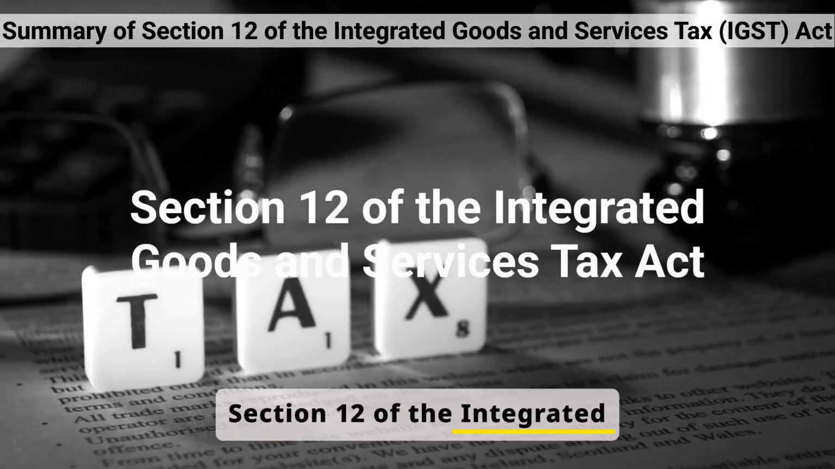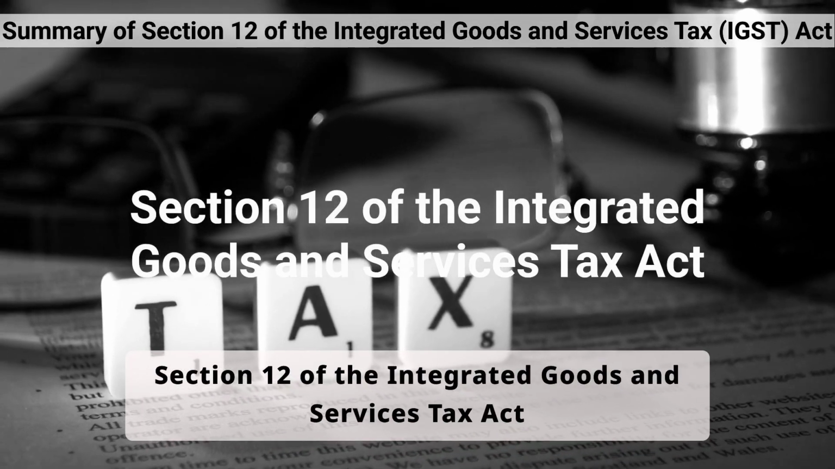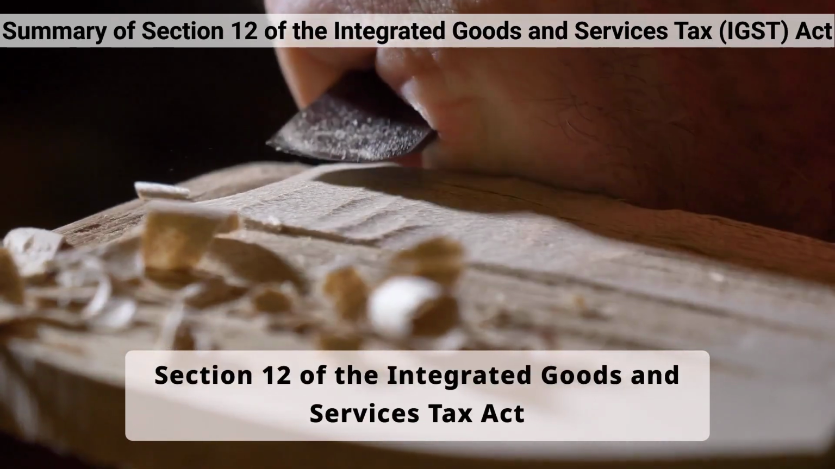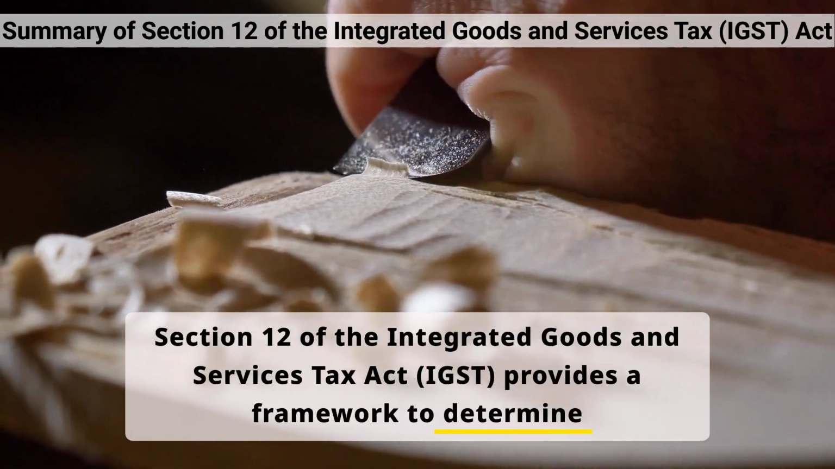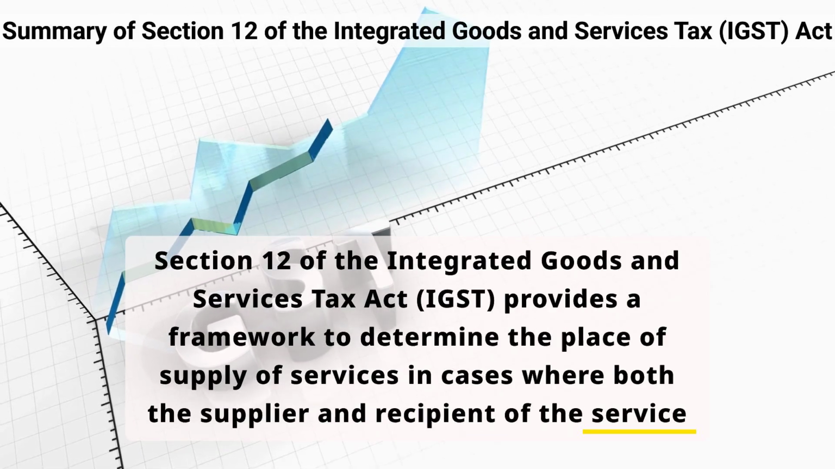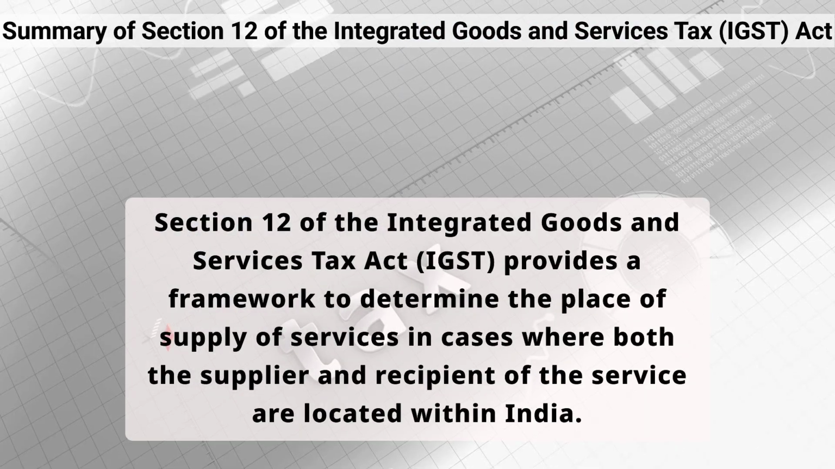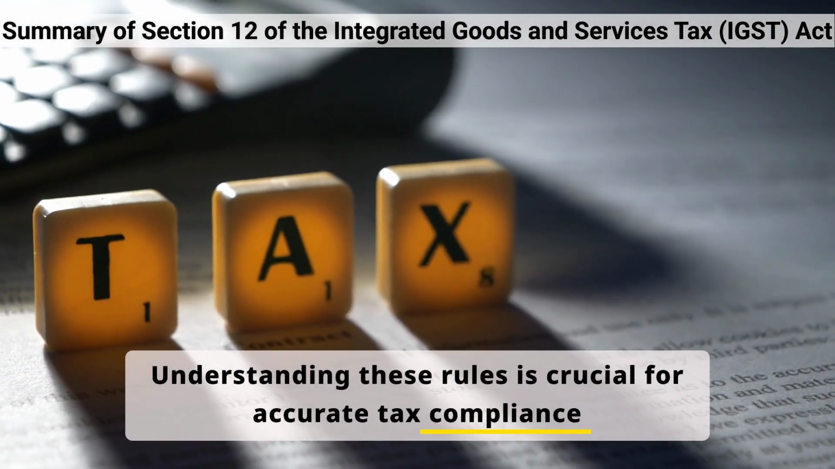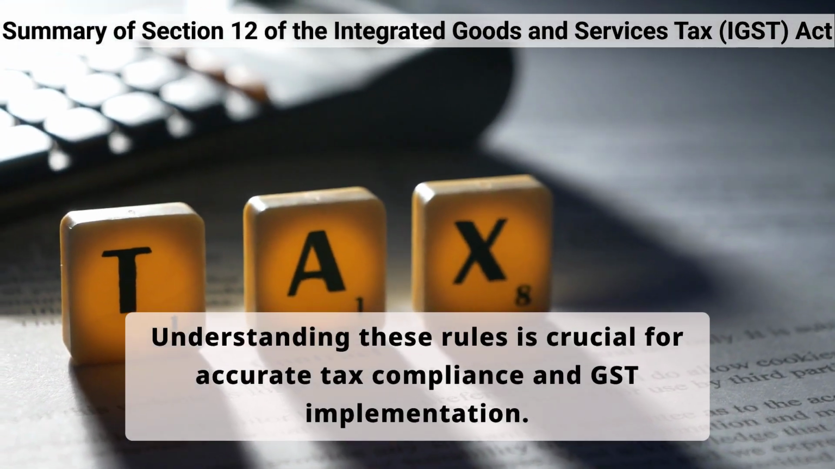Section 12 of the Integrated Goods and Services Tax Act. Section 12 of the Integrated Goods and Services Tax Act, IGST, provides a framework to determine the place of supply of services in cases where both the supplier and recipient of the service are located within India. Understanding these rules is crucial for accurate tax compliance and GST implementation.